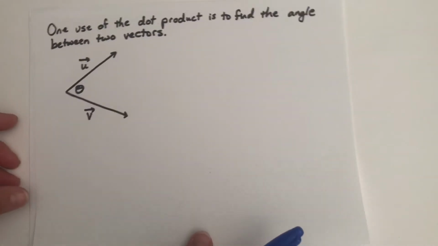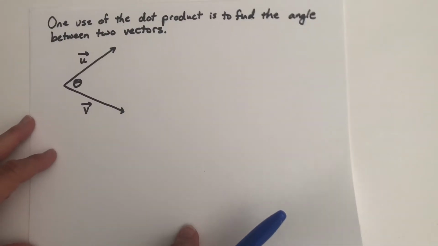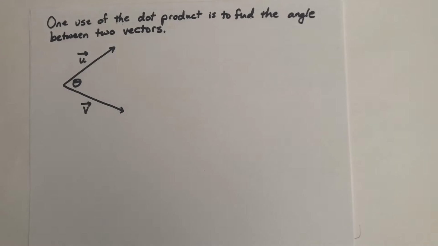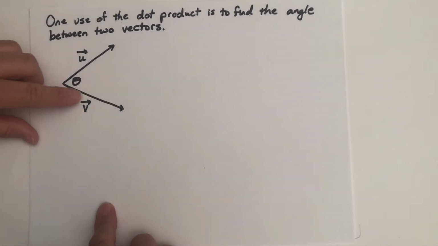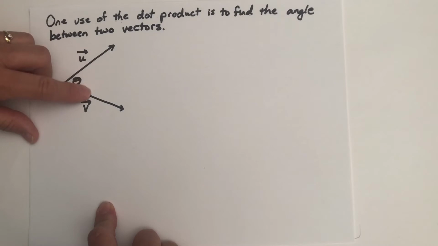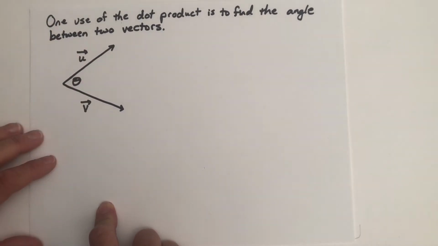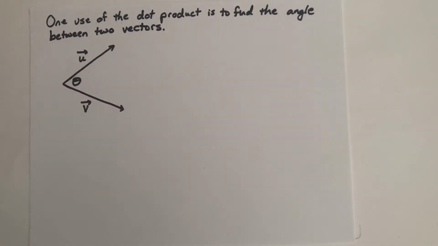One way in which we use the dot product is to find the angle between two vectors. Now I have these two vectors, u and v, and I put their initial points together. The goal often is to figure out what this angle would be. So what I want to talk about is how we get the formula for finding that angle, and that formula is going to involve the dot product.